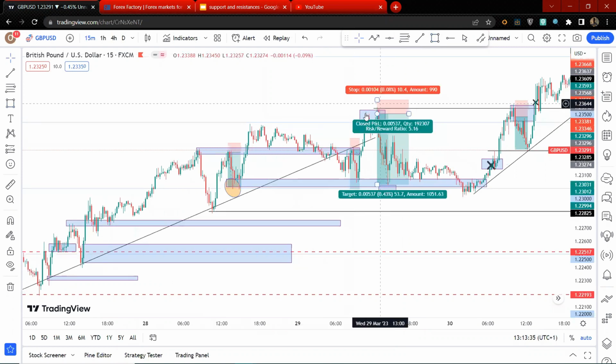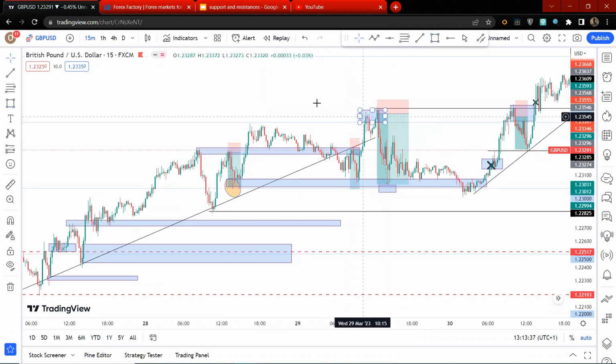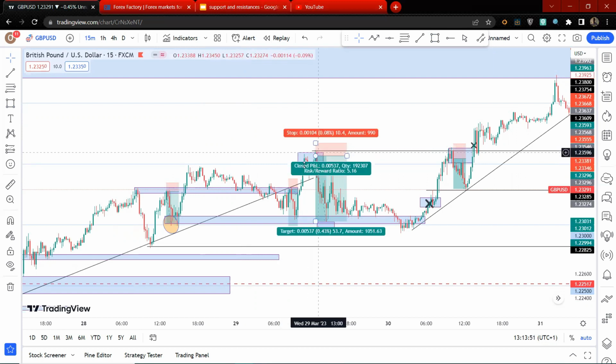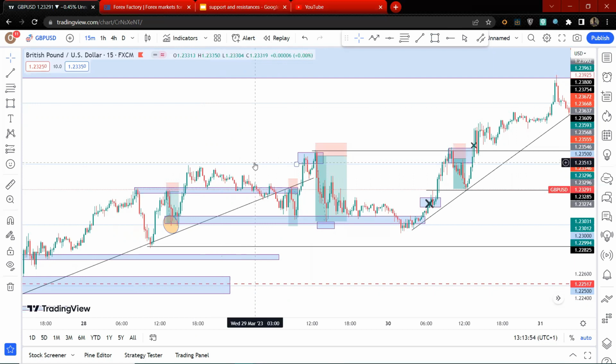Now Ernest came and asked me, why did you sell from here? Now, why did I sell from here? There was a psychological level, a very strong point here. I take them as support and resistance. And why that psychological level? There's an M pattern, a very strong M pattern. And what other reason? There was a strong resistance point.